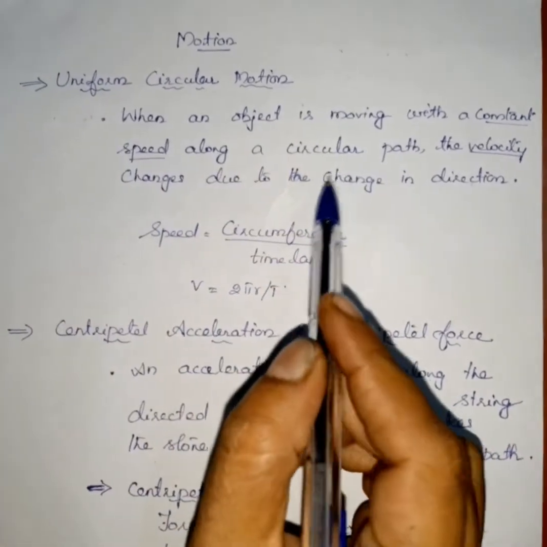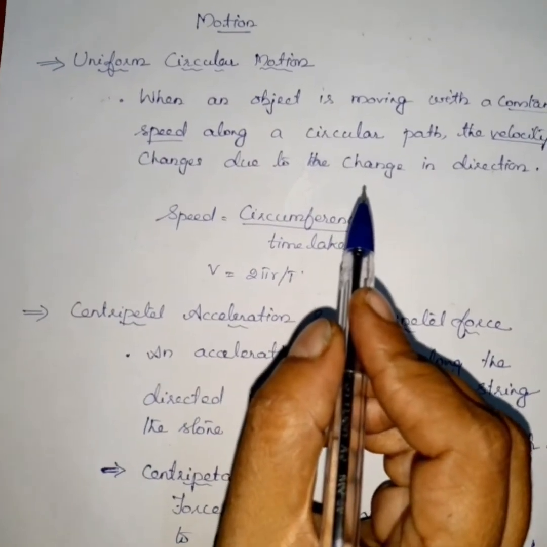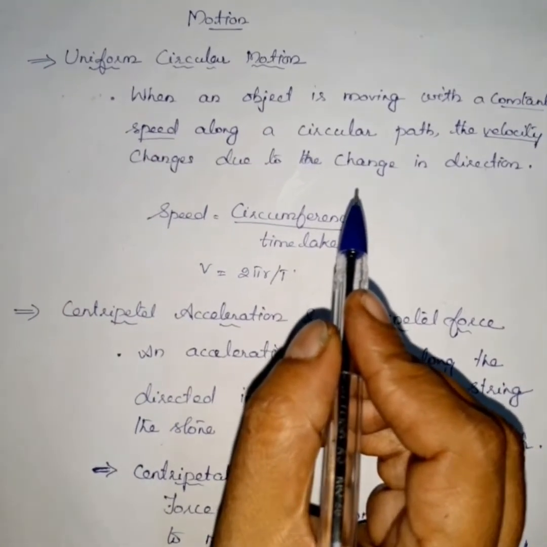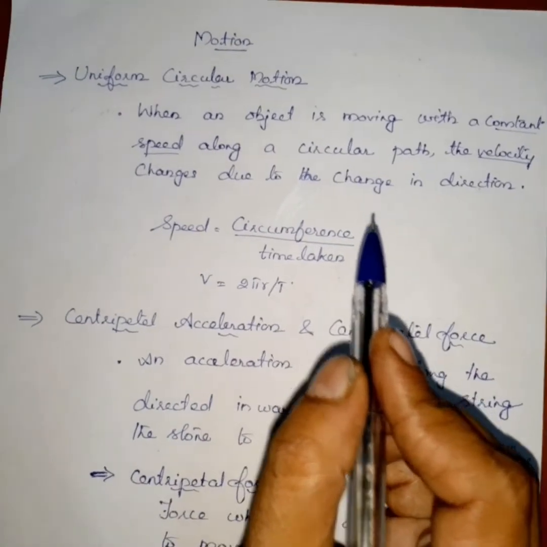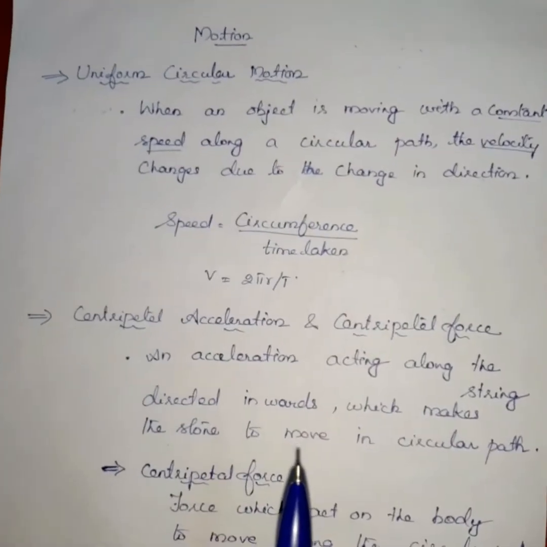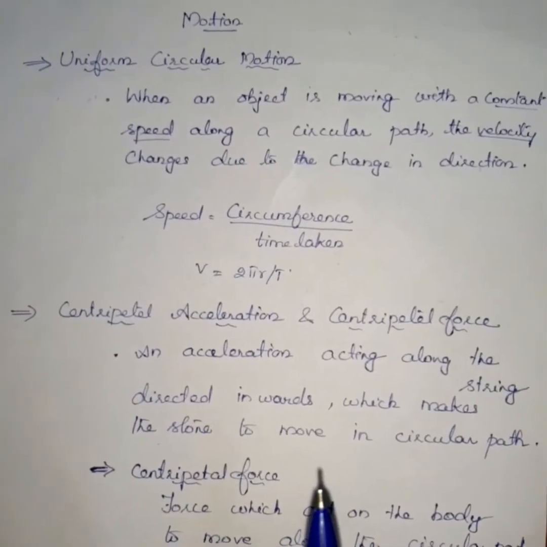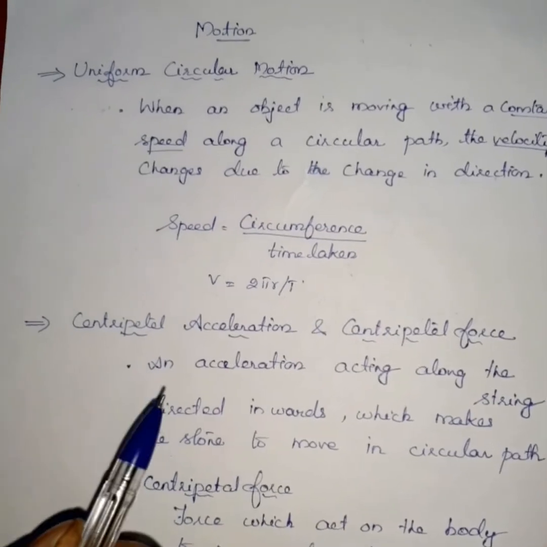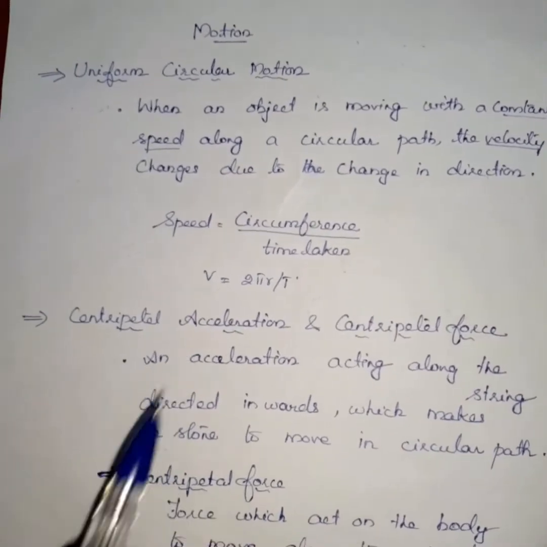What are the examples of circular motion? Earth revolves around the sun and the moon revolves around the Earth. These are examples of circular motion. When the object is moving in the circular path, the radius of the circular path is taken for one complete revolution.